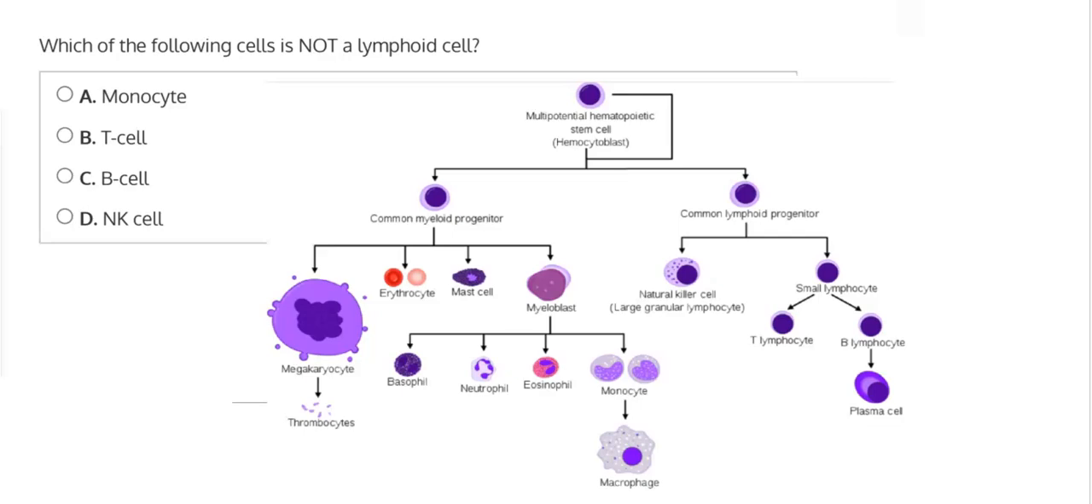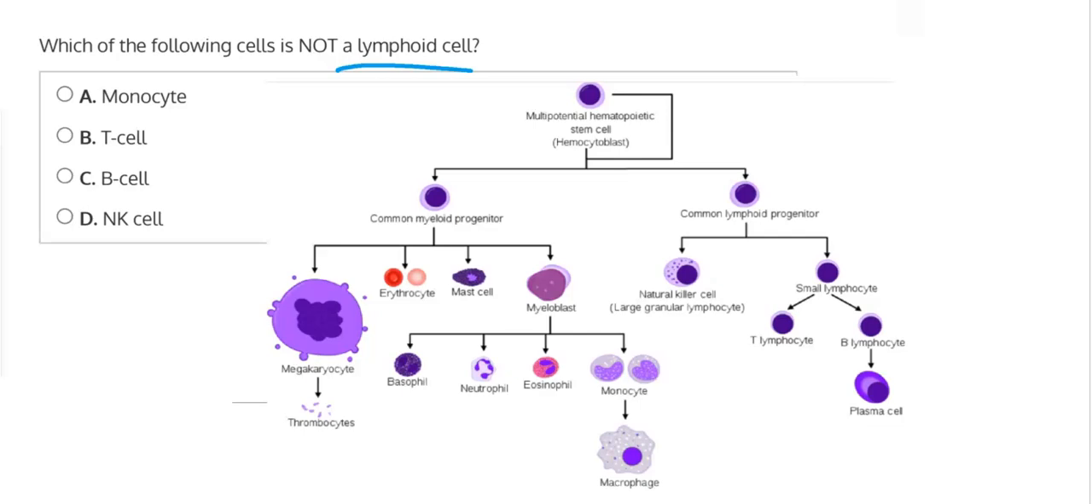Which of the following cells is not a lymphoid cell? And what it's referring to when it's saying lymphoid is that, as you could see from this lineage, all cells start with just this basic cell with no real features, and it gets broken down and derives into different types of cells with different specialized features.